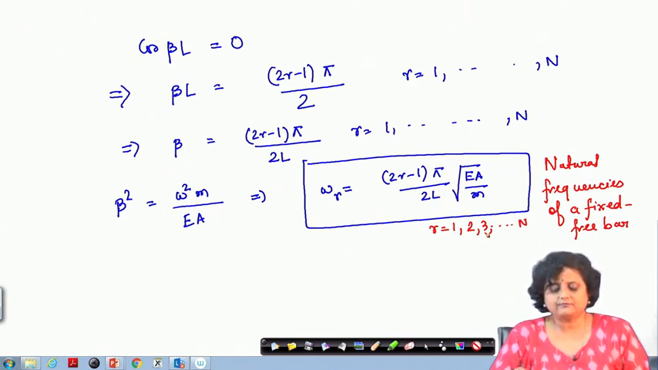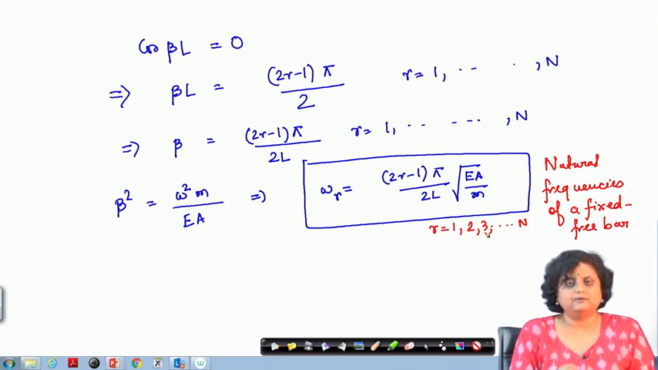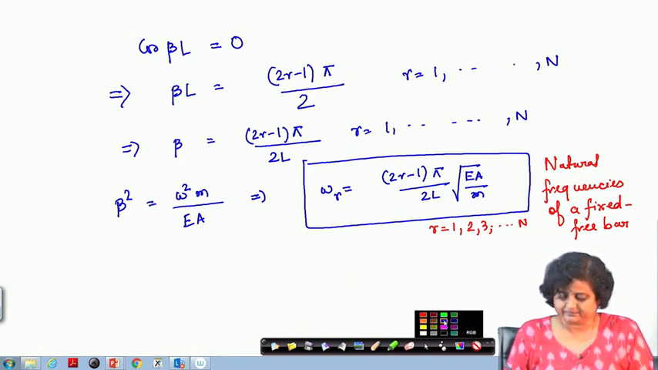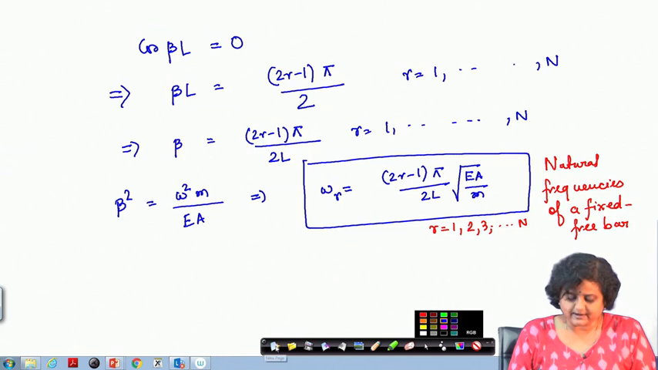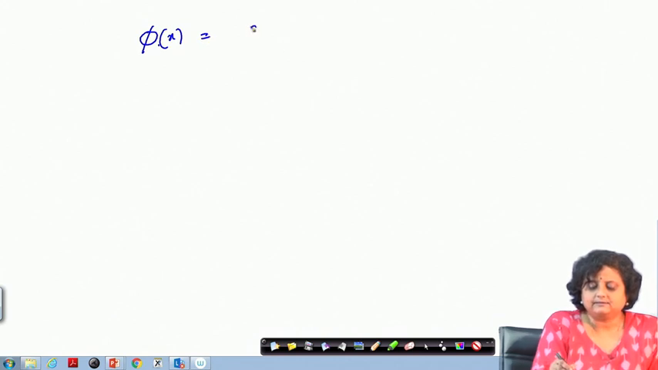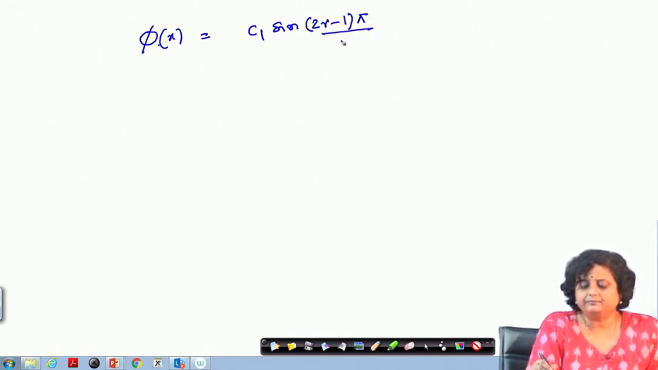So, once we have found out natural frequency omega r, we now know the value of beta r. So, let us try to find out the expression for mode shape. If we try to find out the expression for mode shape, I have said that phi x is C1 sin beta x. Sin beta is nothing but (2r minus 1) pi.